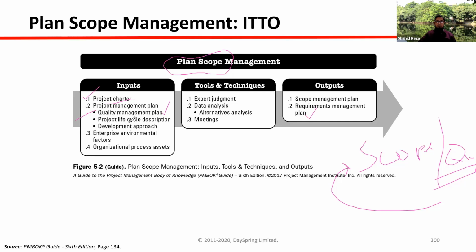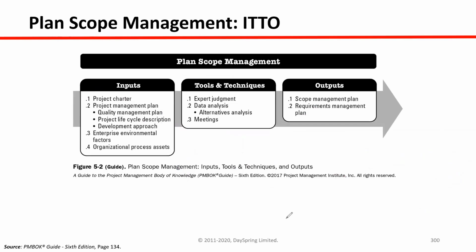Project lifecycle description. Lifecycle description means the phases. And lifecycle means what? We divide the project into different phases. If there are different phases, maybe this will help you. Say some phase you can do in a predictive lifecycle, another phase you may use Agile or incremental or iterative lifecycle. That decision you can take from this project lifecycle description.